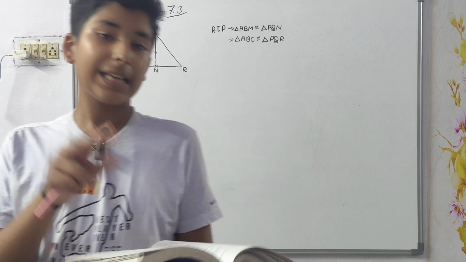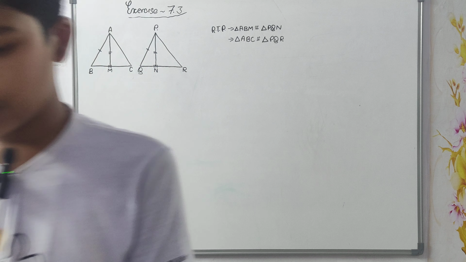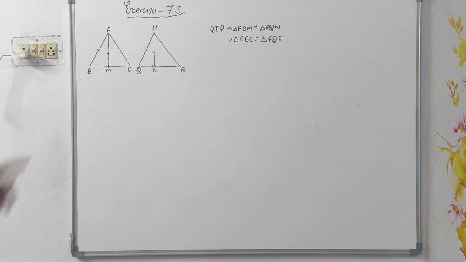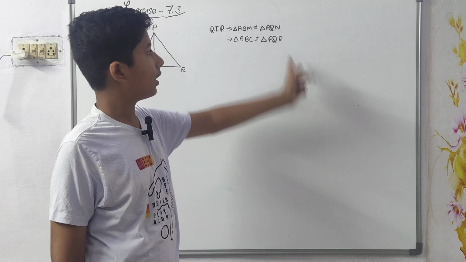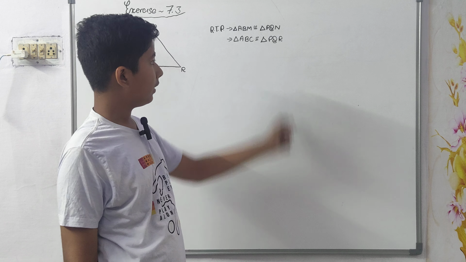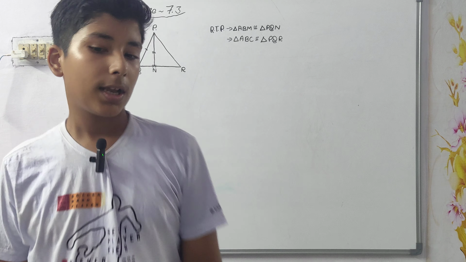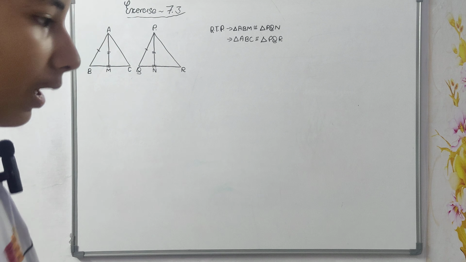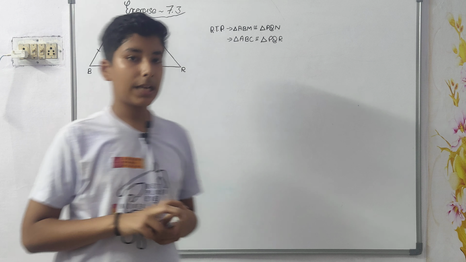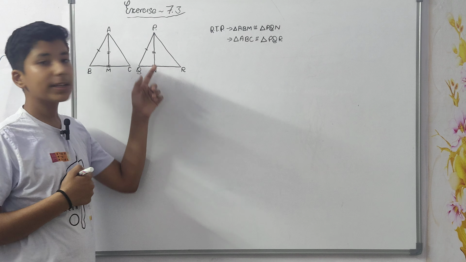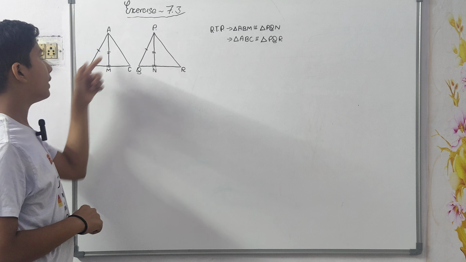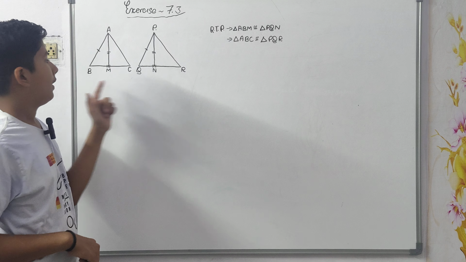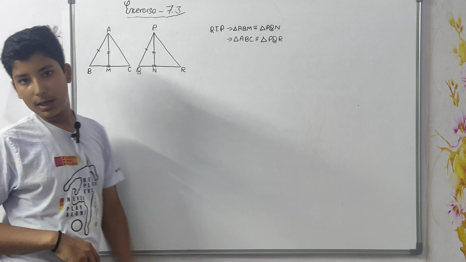Yes, I've done the first and second. So this is the third question in which we have to prove these two things. Firstly, triangle ABM congruent to triangle PQN and triangle ABC congruent to triangle PQR. So as always, starting with the green marker. So firstly, what is given to us? It is given that PQ equals AB, AM equals PN and BC equals QR.